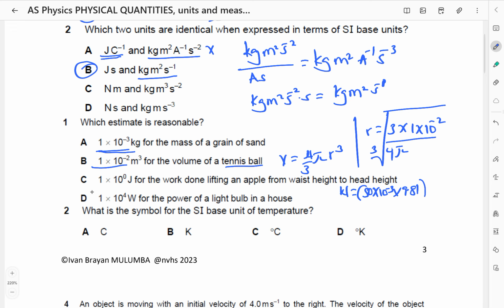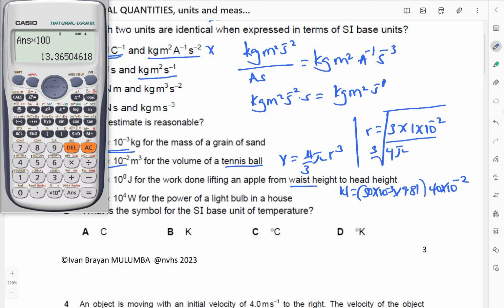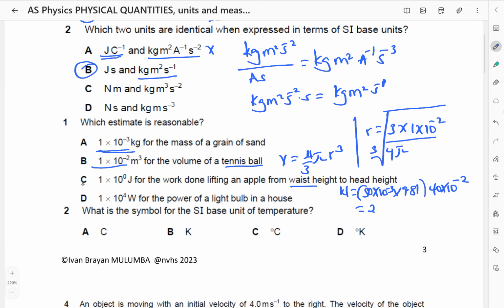Then lifting an apple from the waist height to the head height. Let me assume somebody is tall enough so that from the waist to the head height is approximately 40 centimeters. So this will be 40 times 10 to the power negative 2 to change it to meters. So the work done will be 50 exponent negative 3 times 9.81, that is g, then times 40 exponent negative 2. So that is approximately 2 joules.